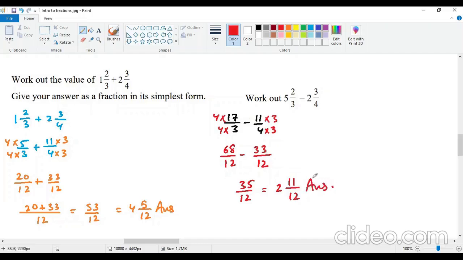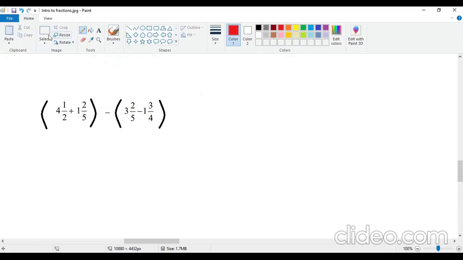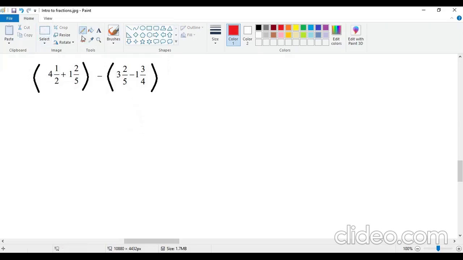Moving on to the next question, you are going to come across this type of typical question with which students most of the time get confused and get the wrong answers. So 4 times 2 is 8, 9 over 2 plus 5 times 1 is 5. This gives us 7 over 5, minus this is going to be 5 times 3 is 15, and 2, 17 over 5, minus this gives us 4 times 1 is 4, and this gives us 7 over 4.